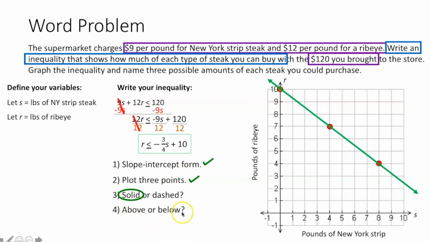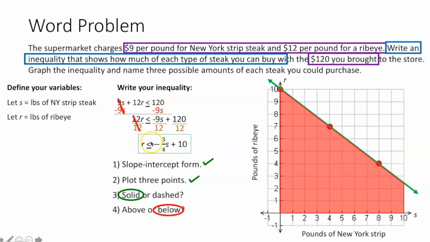Next, do I shade above or below this given line? Well, R is less than or equal to. That means it's facing away from my R, or my Y. So I'm going to shade below the given line because I want all R's less than or equal to this given expression over here. Now, I have successfully graphed my given inequality, so that's done.